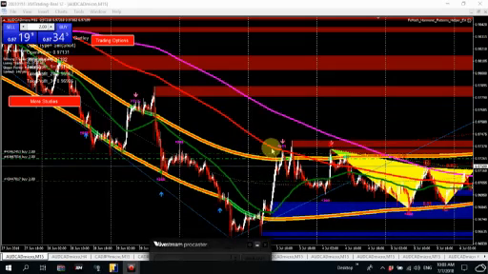Now let us talk about this level here, where the channel is crossing above these two moving averages, 200 and 500. This channel is crossing above, it's diving above. So definitely the trend is about to change from the previous downtrend to a new uptrend.